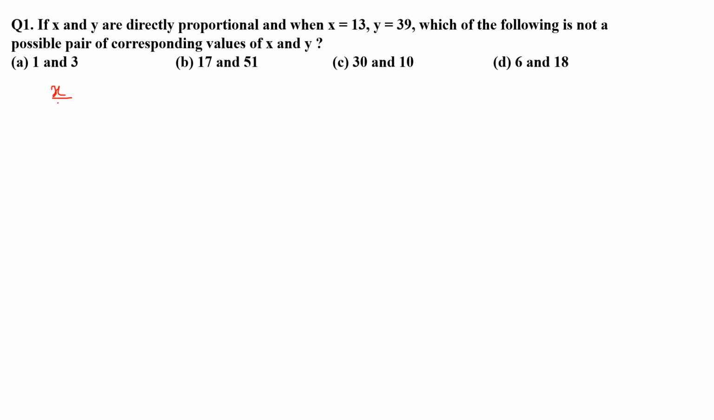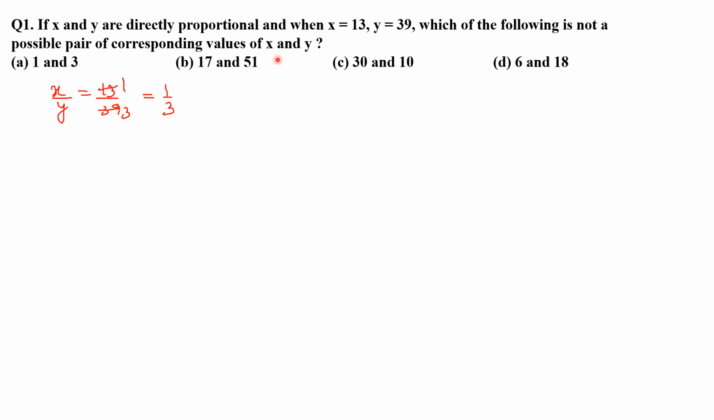So if I find x by y here, I am getting my value as 1 by 3 if I reduce. So you have to just see in options A, B, C, D where the ratio is not coming as 1 by 3. So the first one is already 1 and 3, and these are the corresponding values of x and y. Means first is x, second is y. So in this case, x by y, if I find, it will be 1 by 3.